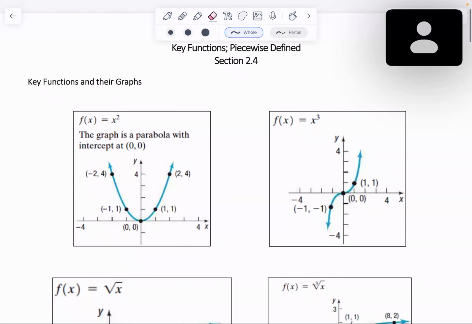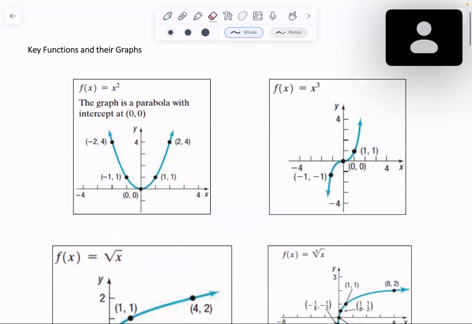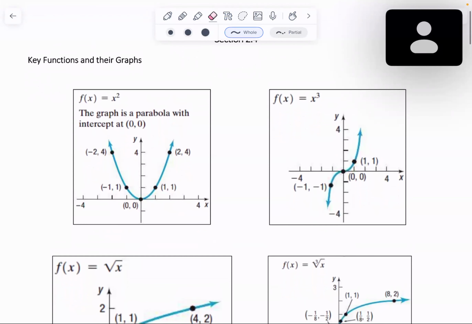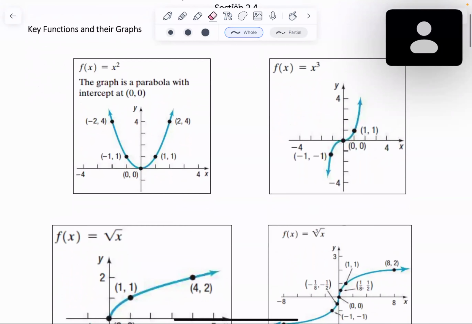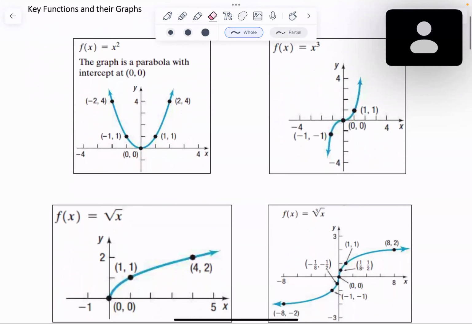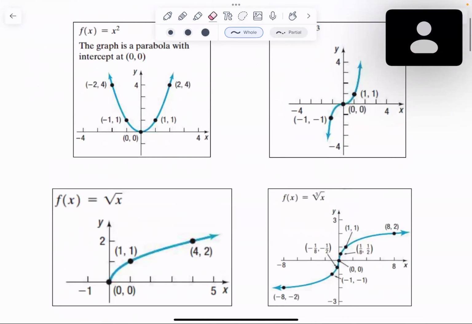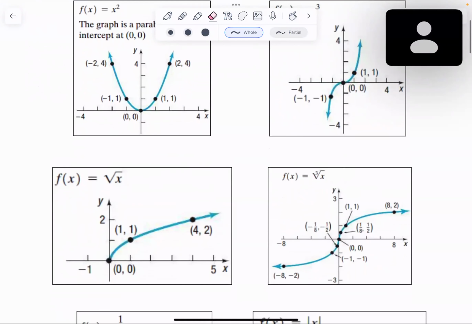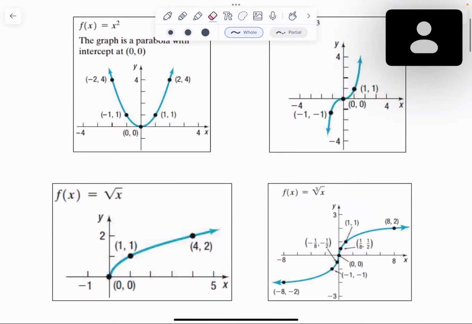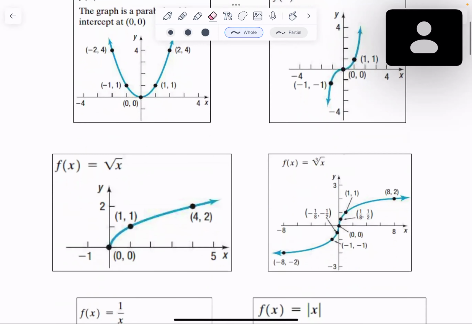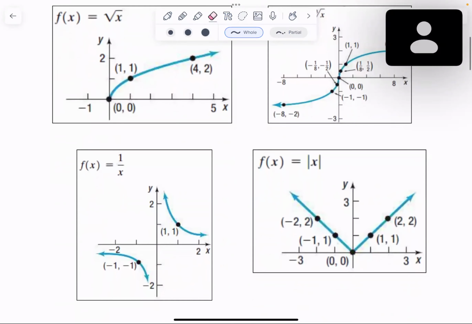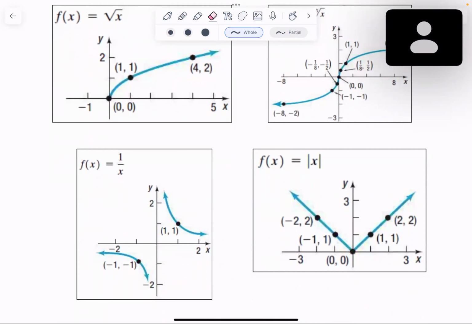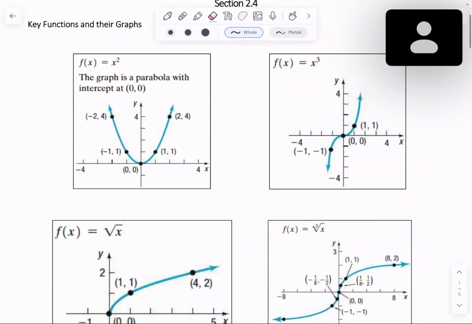So some common ones. Up here in the top left-hand corner, we have a quadratic, or just x to the second power. Right next to that, we have x to the third. And similar to those, we have the corresponding inverses of both of those. The inverse of x squared is the square root of x. And then the inverse of x cubed is the cube root of x. And then the other two common ones we have are 1 over x and then the absolute value of x. So these are the 6 common graphs we will look at.